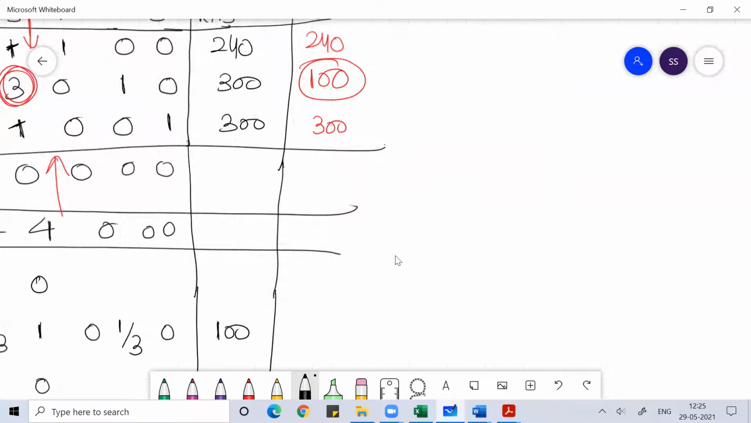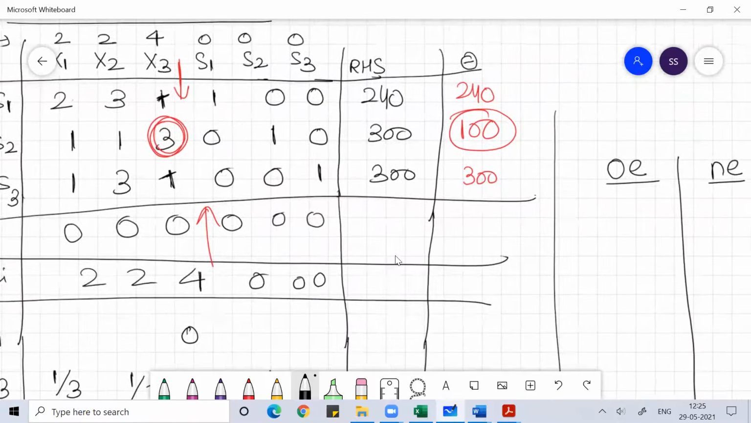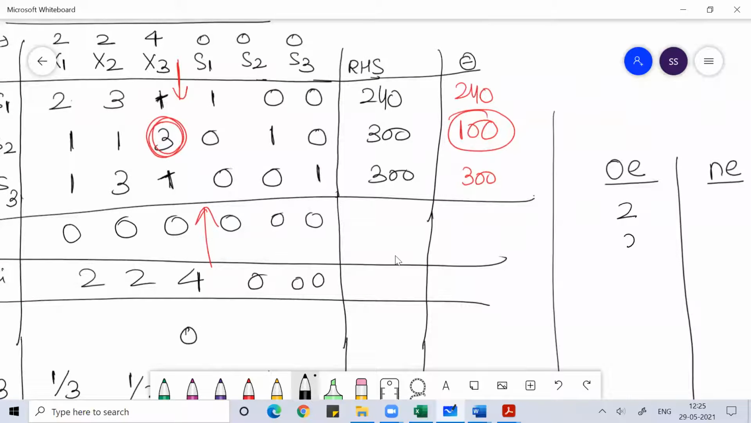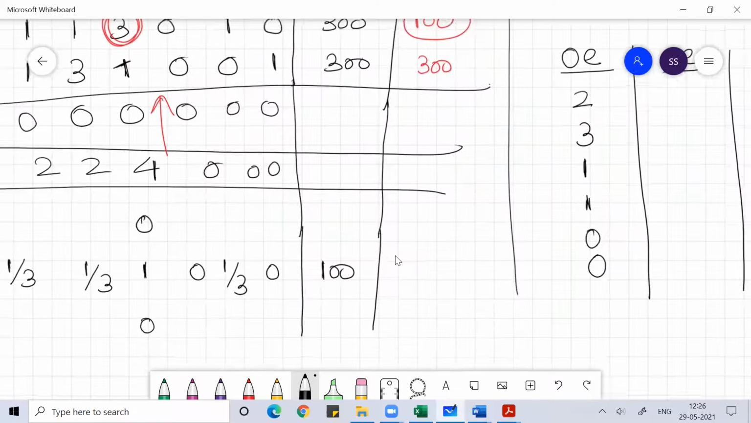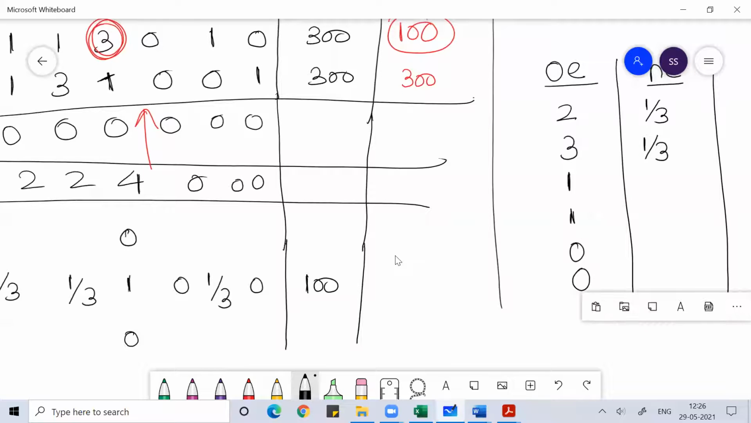For that we'll use a formula: old element minus constant into new element. The old element, if I look at S1, is 2, 3, 1, 1, 0, 0. Then the new element for this is 1 by 3, 1 by 3, 1, 1 by 3, 1, 1, 0, 1 by 3, 0.